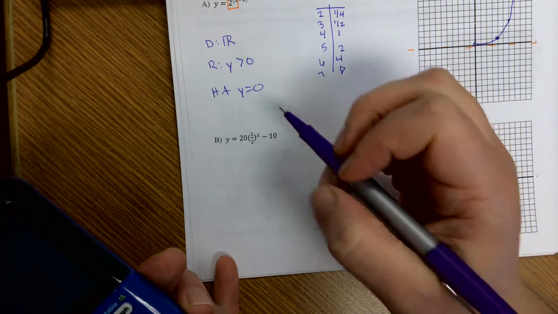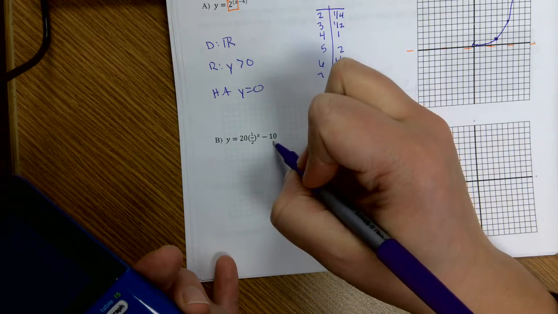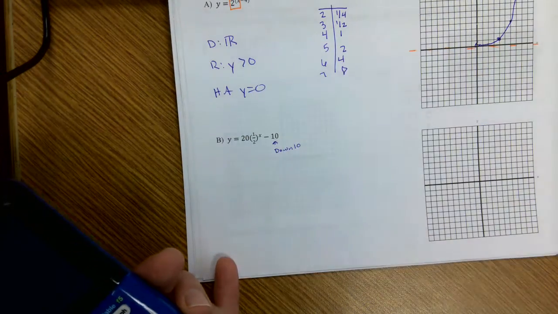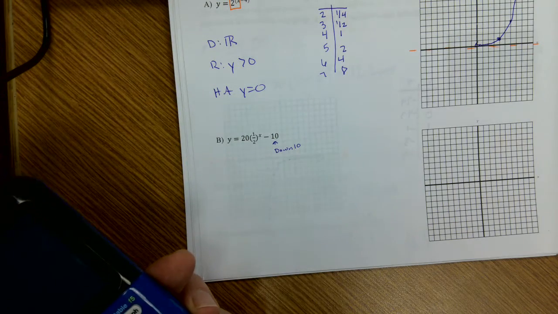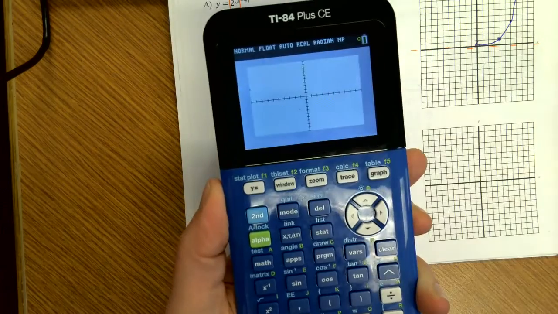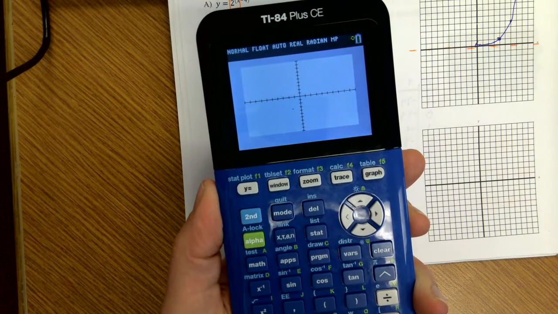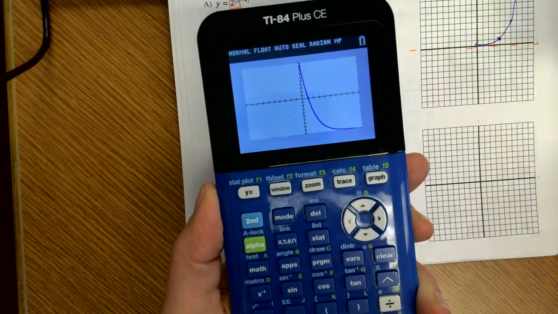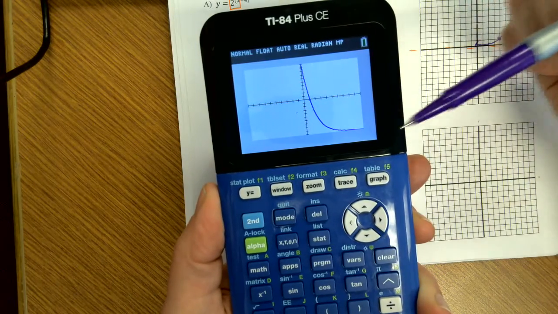So if I plug this into my calculator, right here, I know that this is going to move it down 10. We have to try to figure out what's moving down 10. So plug into your calculator. Looks like this. I'm actually going to graph this first. When I graph it, you can see that I actually can't. Oh, here it is. There. So this is what the graph should look like.